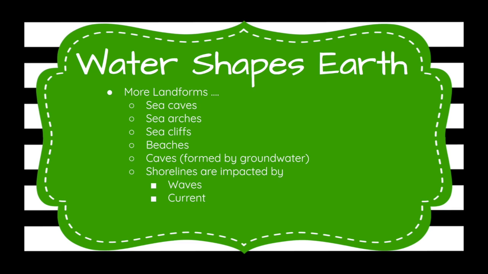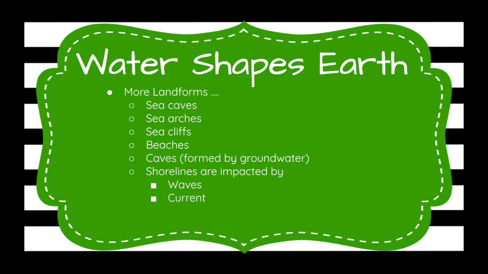Now, shorelines we know are basically where the water and the land meet. And those shorelines all have different shapes. Their shapes are going to be impacted by how strong the current is and the waves of whatever body of water it's going to meet up with. So that's just something to keep in mind, that shorelines are also impacted by waves and currents, which is going to create that landform of a shoreline that we see.